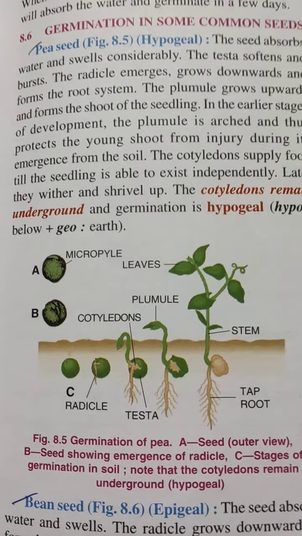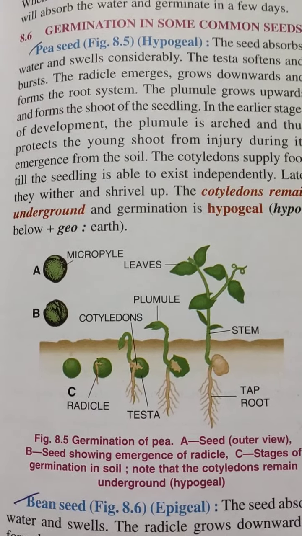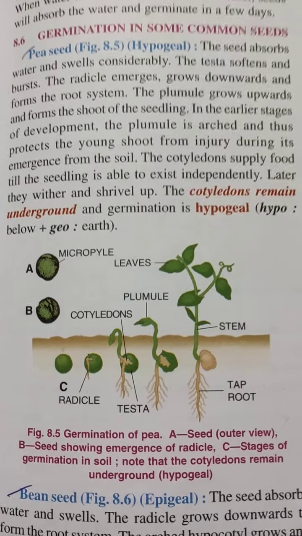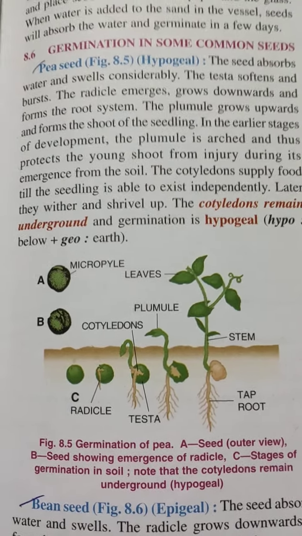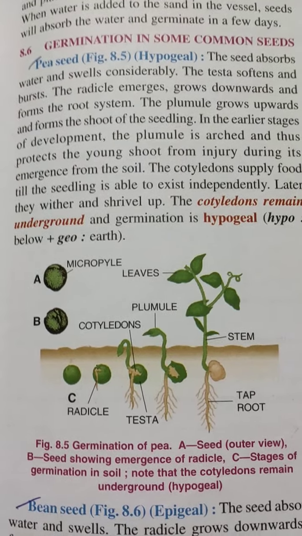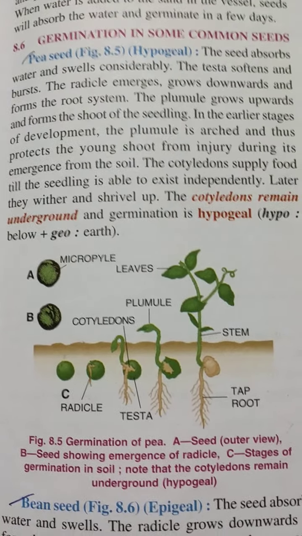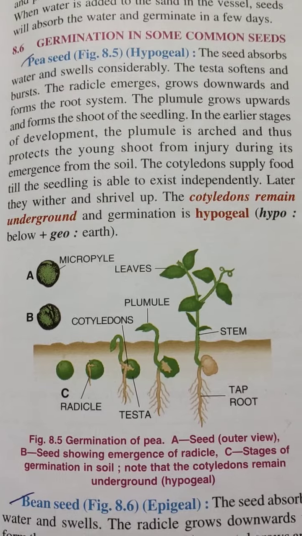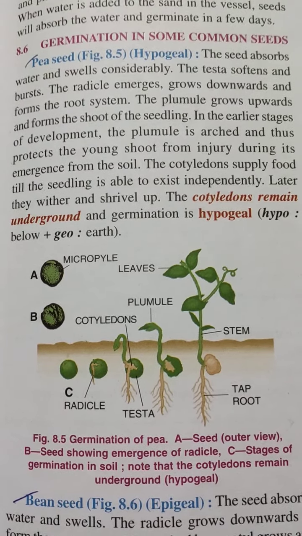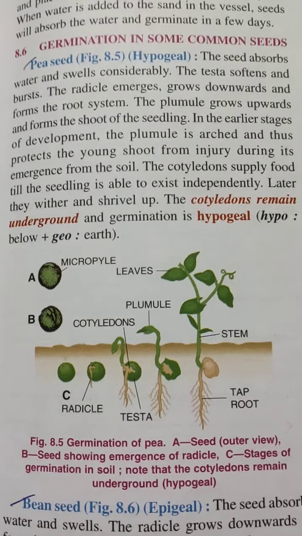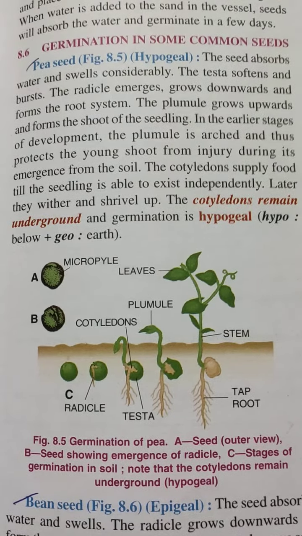Now, this is the picture given where germination of pea seed is occurring. That means hypogeal mode of germination. What's happening you see here? You please observe the diagram properly. The seed absorbs water and swells considerably. The testa softens and bursts. Testa means the outer covering of the seed coat.